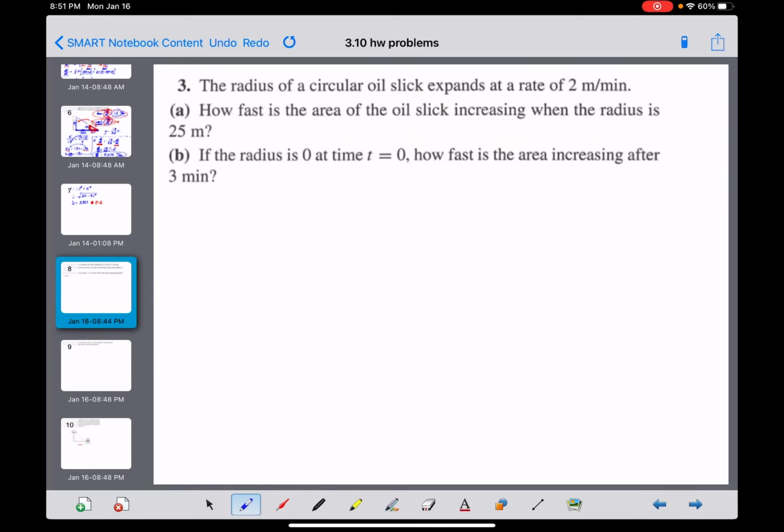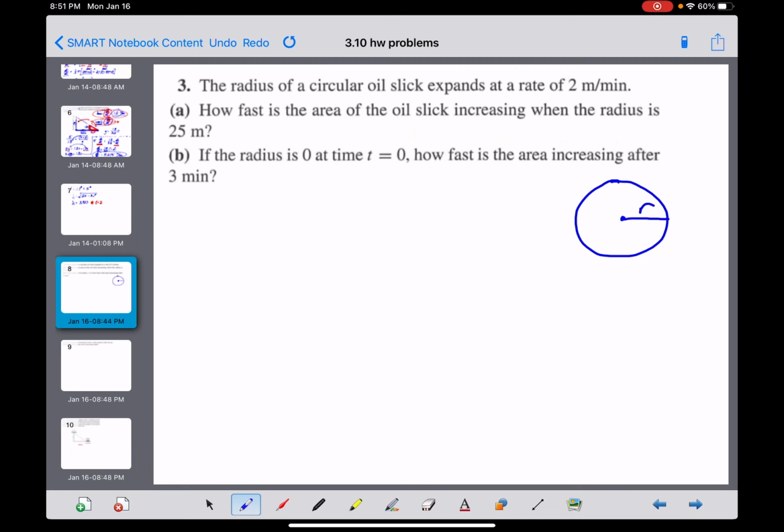In problem number 3, we've got a circular oil slick that's expanding. So let's go ahead and draw ourselves a circle, but of course remembering this is supposed to be a dynamic diagram, so that circle is increasing in size. And they're telling us that its radius is expanding at a rate of 2 meters per minute.